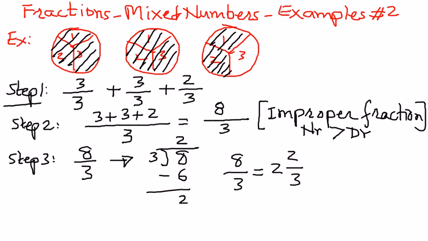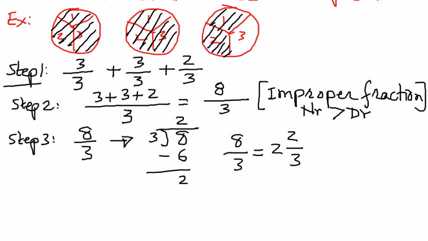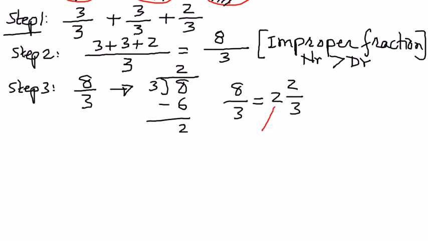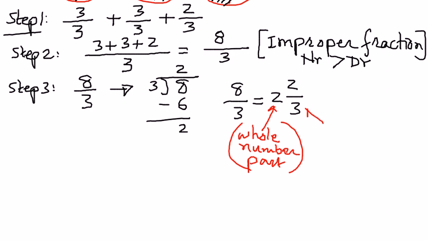So this is how we can write this. And here, as you can see, the 2 is the whole number part of the mixed number, and this 2 over 3 is the fraction part. A mixed number will always have a whole number part and a fraction part, and therefore 2 and 2/3 is a mixed number.